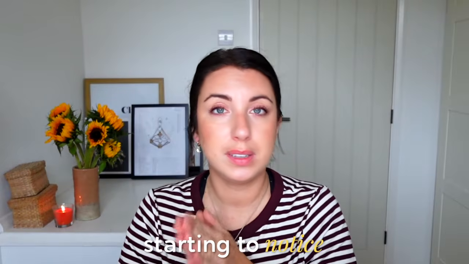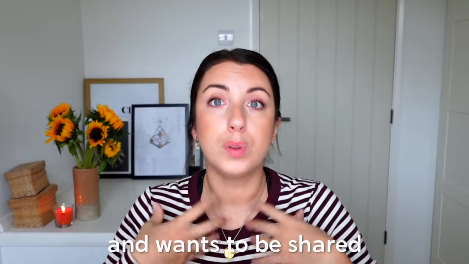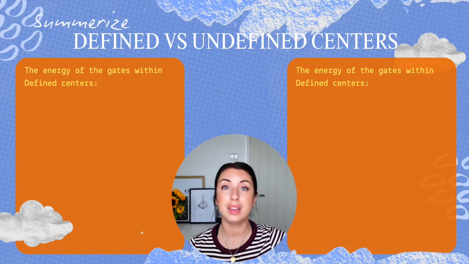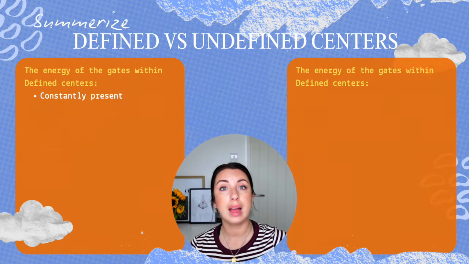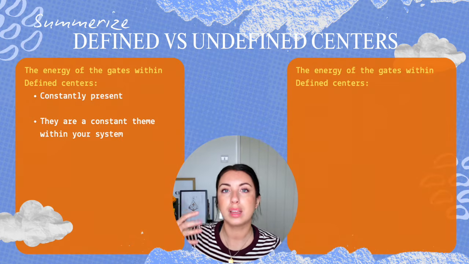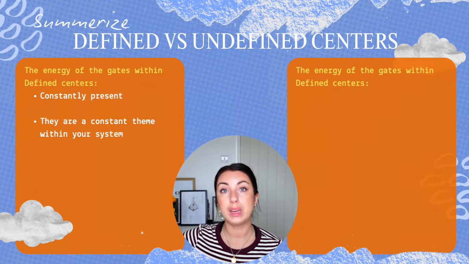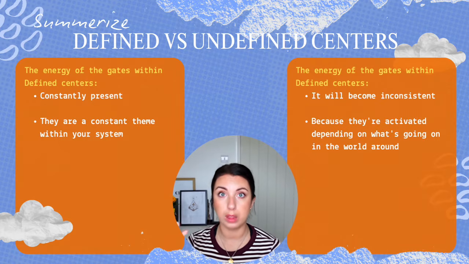And it's really about starting to notice when and how your energy shows up and wants to be shared and when it simply doesn't. So to sum it up, the energy of the gates within a defined energy center are constantly present and they are a constant theme within your system. Whereas the gates within an open or undefined energy center will become inconsistent because they're activated depending on what's going on in the world around you.